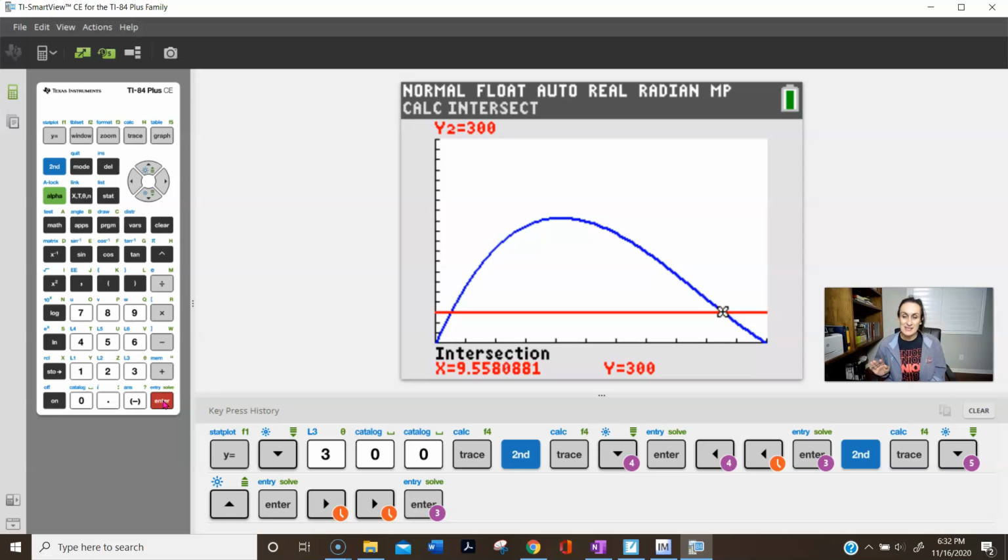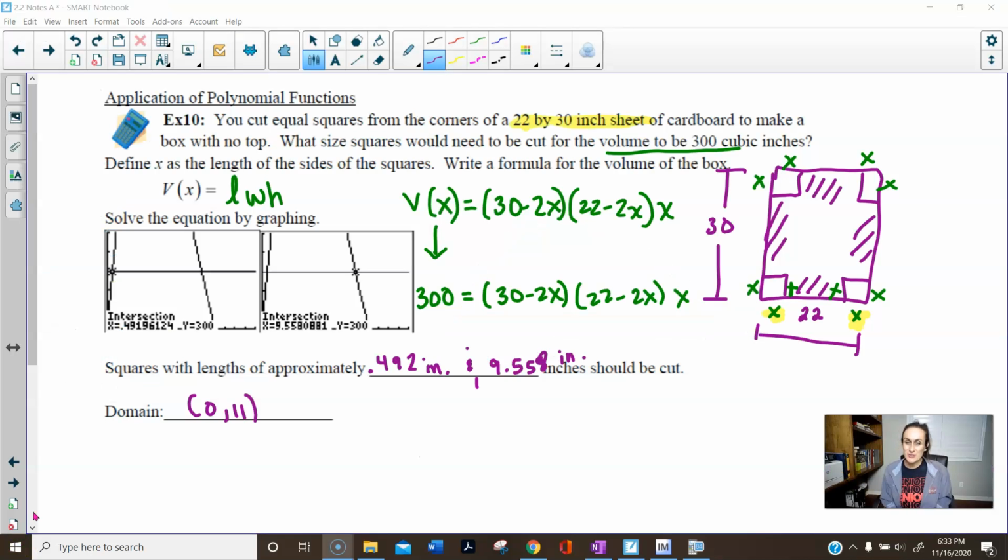So this is really awesome. Remember that we're rounding everything 3 places. So I'm going to stop this and write that into my notes. So you can see that I filled in my solution. I have 2 answers and my domain does not include 0 or 11. Otherwise, I can't make a box.